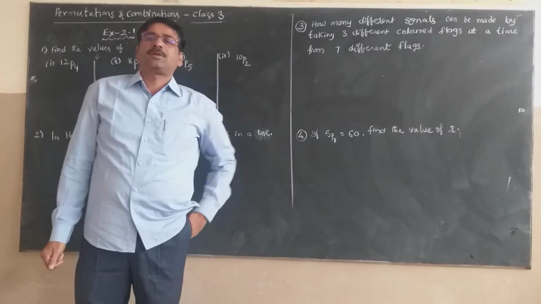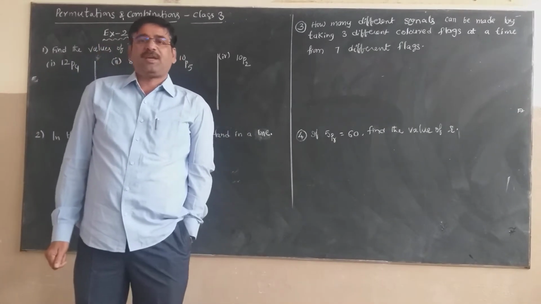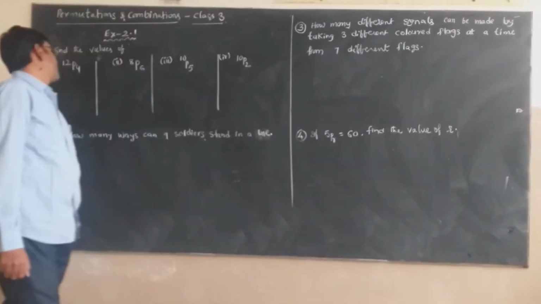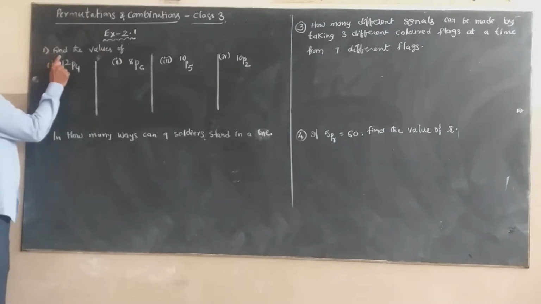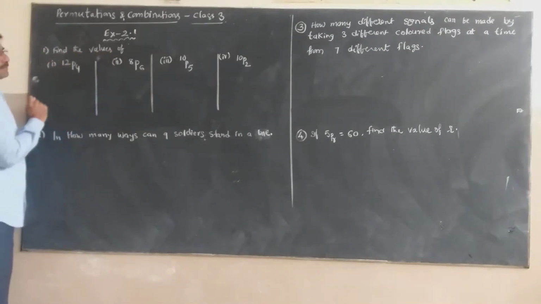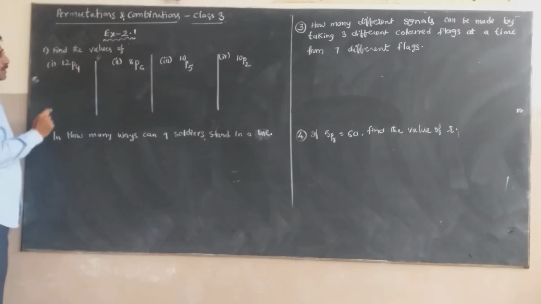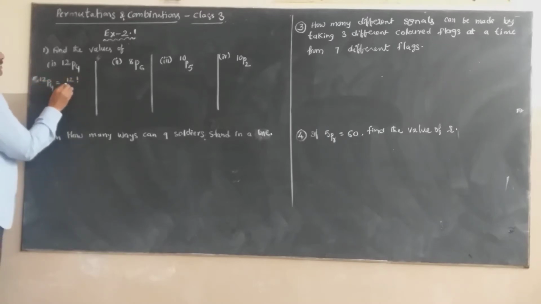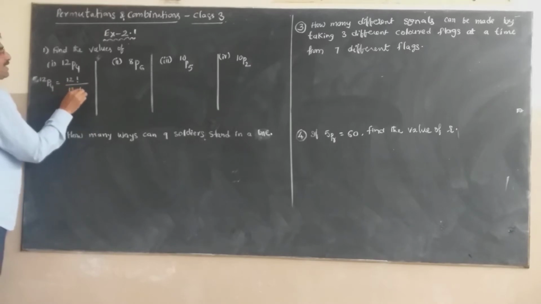Let us solve some questions from the first exercise of this chapter. Find the values of 12P4. I already told you nPr is equal to n factorial by (n minus r) factorial. 12P4 is equal to 12 factorial by (12 minus 4) factorial.